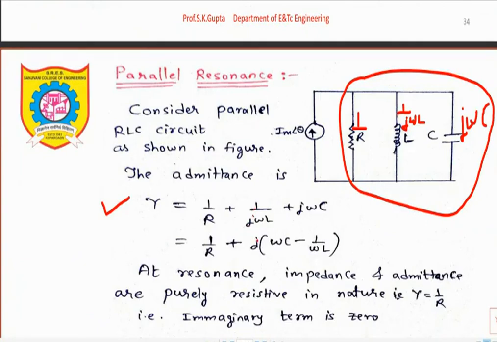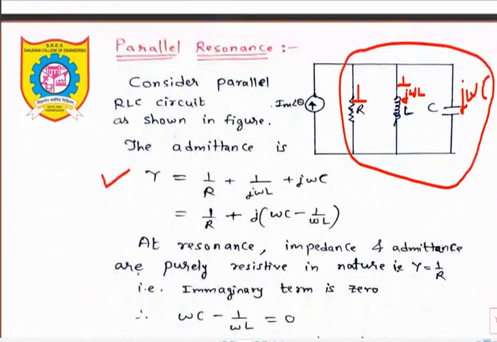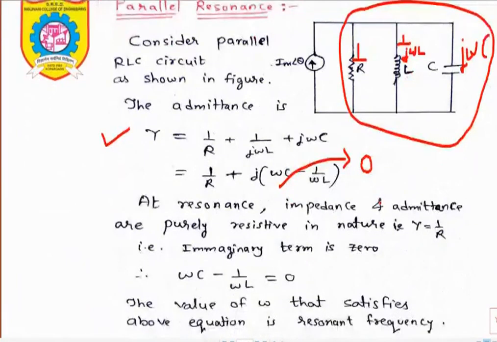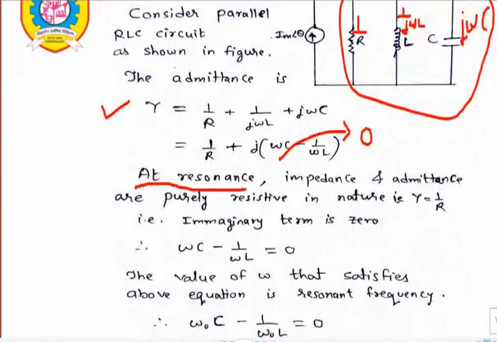Then 1 upon J is minus J. So this admittance becomes 1 by R plus J, taking it common, omega C minus 1 upon omega L. At resonance, impedance and admittance are purely resistive. That means this term should be 0. If I equate this term with 0, I can get the resonant frequency. So the imaginary term is 0 at resonance. This is the condition at resonance. As the imaginary term is 0, omega C minus 1 upon omega L is 0.